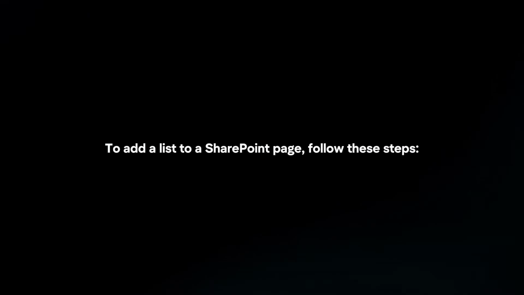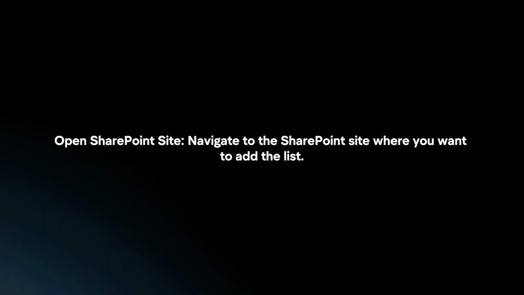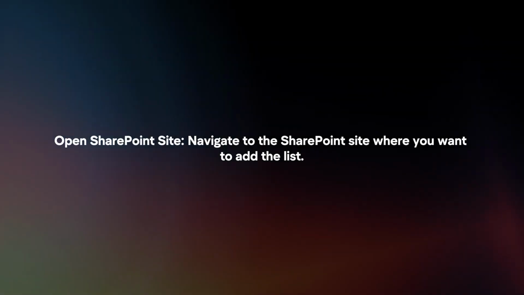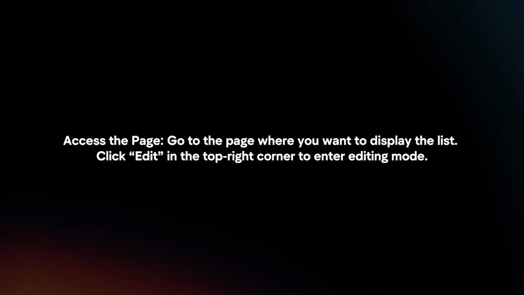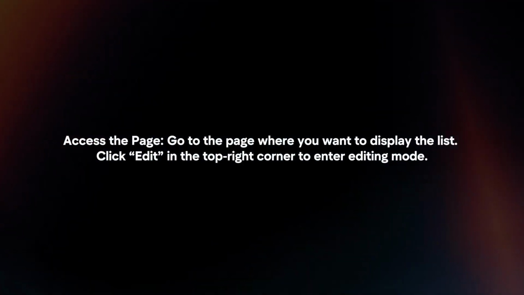To add the list to a SharePoint page, follow these steps. Open SharePoint site. Navigate to the SharePoint site where you want to add the list. Access the page. Go to the page where you want to display the list. Click Edit in the top right corner to enter editing mode.